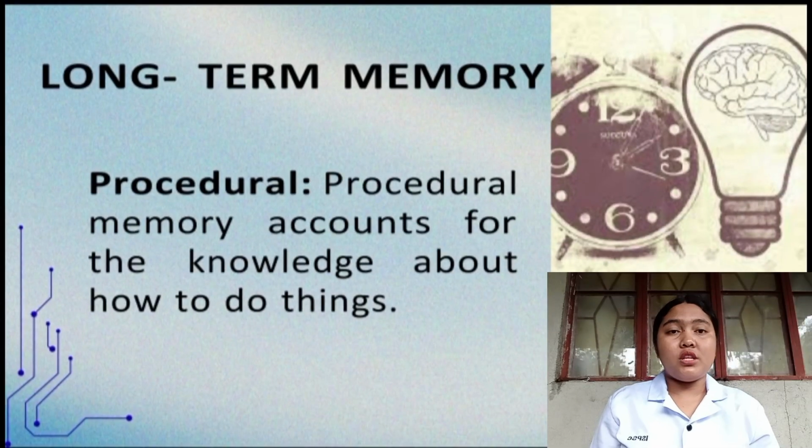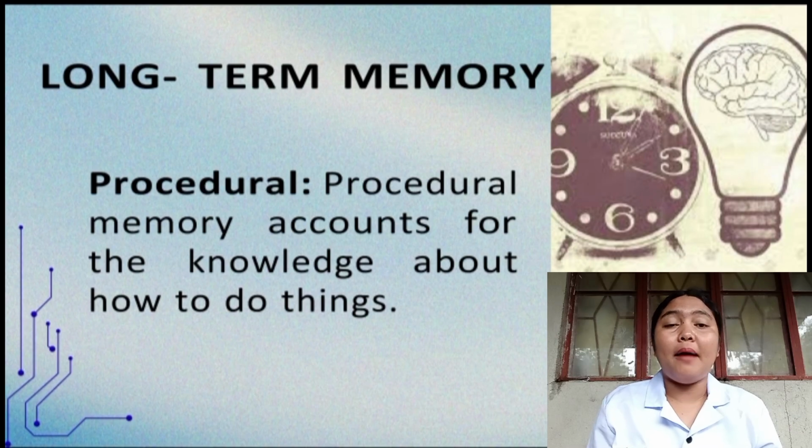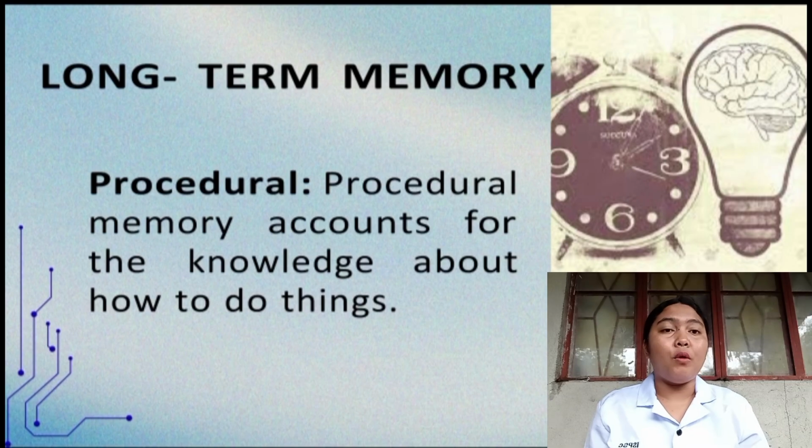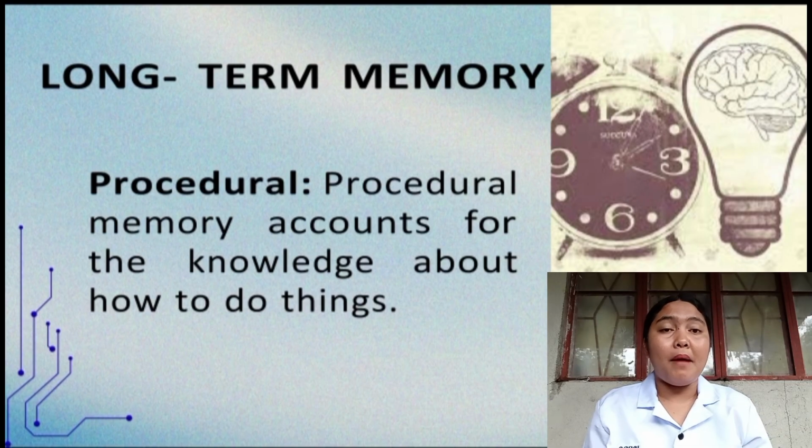We also have the procedural memory. Procedural memory accounts for the knowledge about how to do things. It covers skills and habits that we perform automatically after practice. For example, riding a bike or cooking are skills stored in procedural memory. Once we learn, we can do them without thinking much about each step.